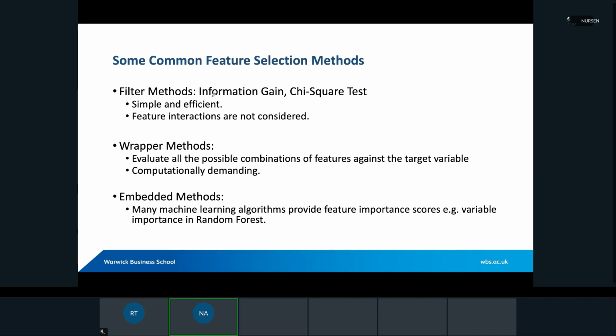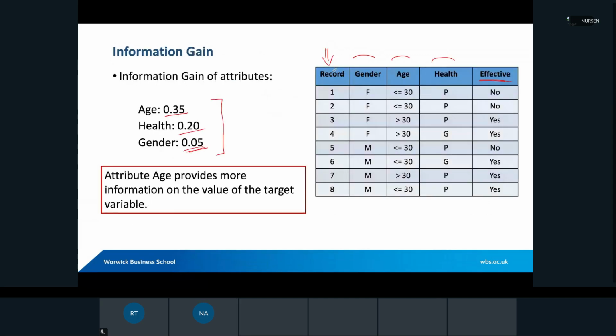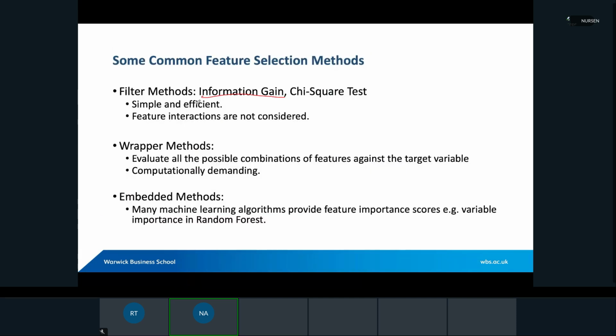So information gain is known as a filtering method. When we make a decision, we consider each feature individually. For instance, we check age. We divide the data set based on age. We didn't consider health and gender. We only checked the relation between age and the target variable. Then when we check health, we only consider health and the target variable. When we check gender, we only consider gender and the target variable. So there is no cross effect. Each feature is considered individually, and this is called filter methods. They are simple. They can be quite efficient, since we don't need to consider the rest of the features.